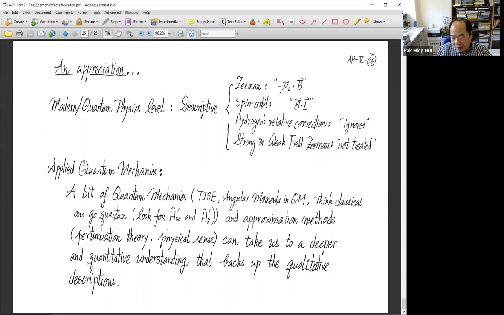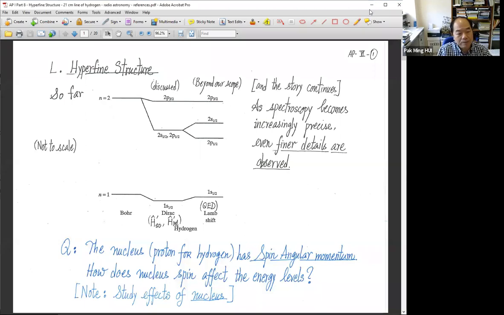Okay, so I still have 15 minutes, so let me start a bit about the next and final part of this part one of the atomic physics module. So that will be the very last effect.